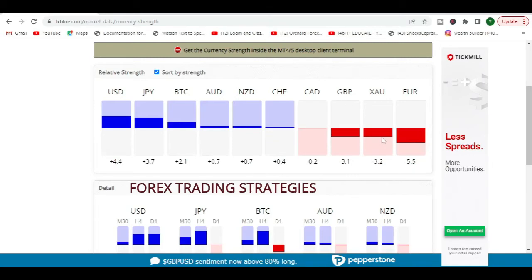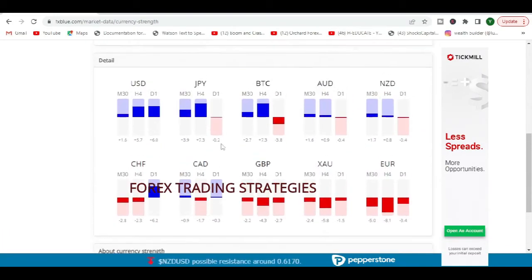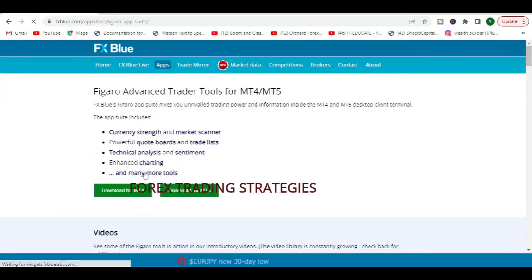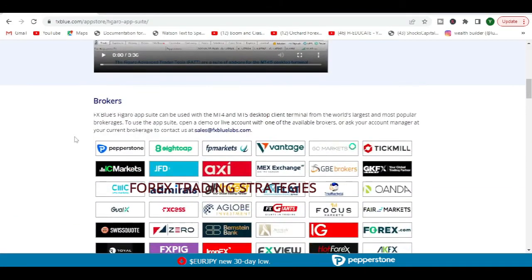I hope this helps somebody, and certainly, give this a try. They do have a tool that you can use for MetaTrader 4 and MetaTrader 5. Let's just click there. You can download for MetaTrader 4, MetaTrader 5. Maybe we'll do that in another video.